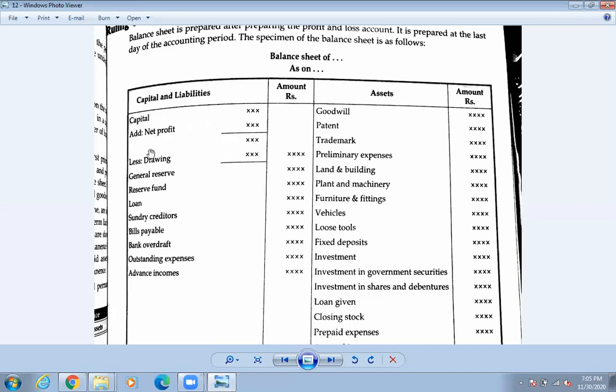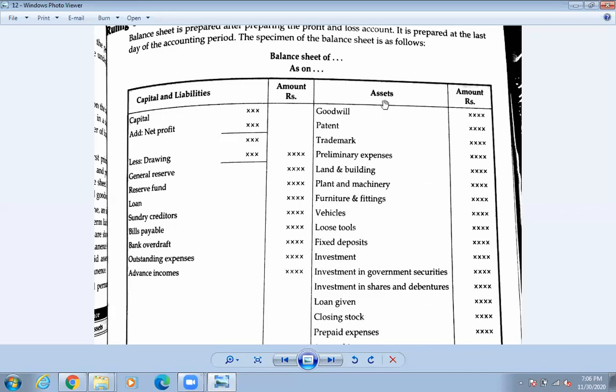Jun timle tirnu baki cha. Suppose timro sanga ghar cha, gaadi cha. All these things you are going to write over here, assets ma lekhchau. You have the mobile with you, you have different things, whatever assets you have, sampatti ke ke chha timro sanga, everything you are going to record in the asset side.